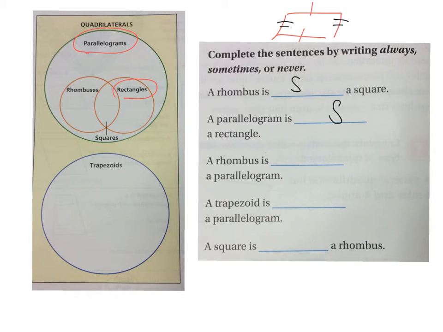A rhombus is sometimes, always, or never a parallelogram. Always. A trapezoid is sometimes, always, or never a parallelogram. Never. A square is sometimes, always, or never a rhombus. Always, since if it has 4 90-degree angles, then it's a square, and a square is always a rhombus. But a rhombus is sometimes a square. See how you have to read it differently because depending on the order those words come in, it changes the meaning. Does that make sense?